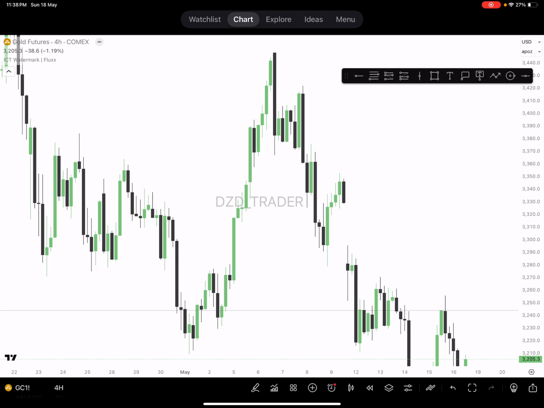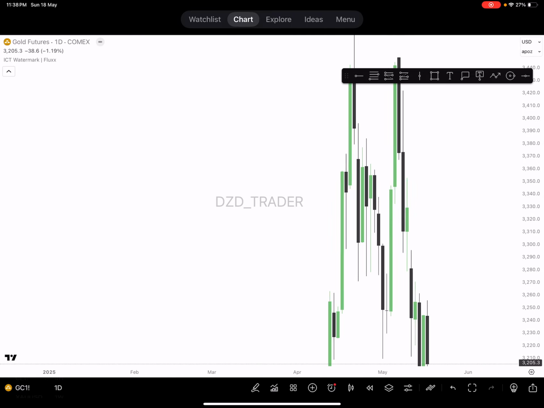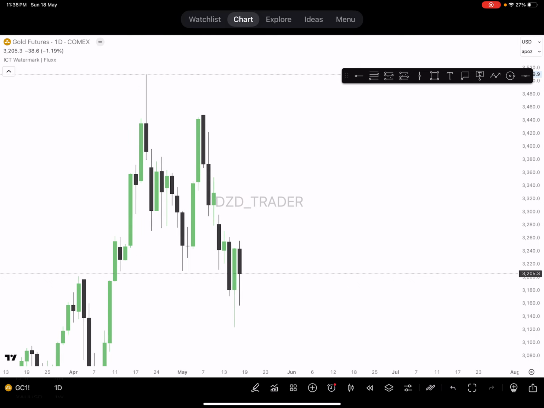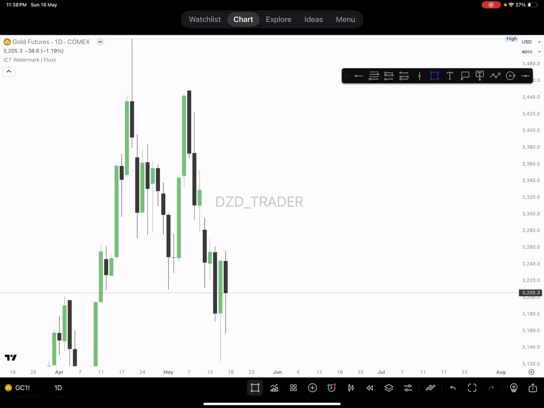How do we target them in the daily? In the daily, we see that there is a fair value gap presenting itself over here. Okay, so there's a small fair value gap over there.